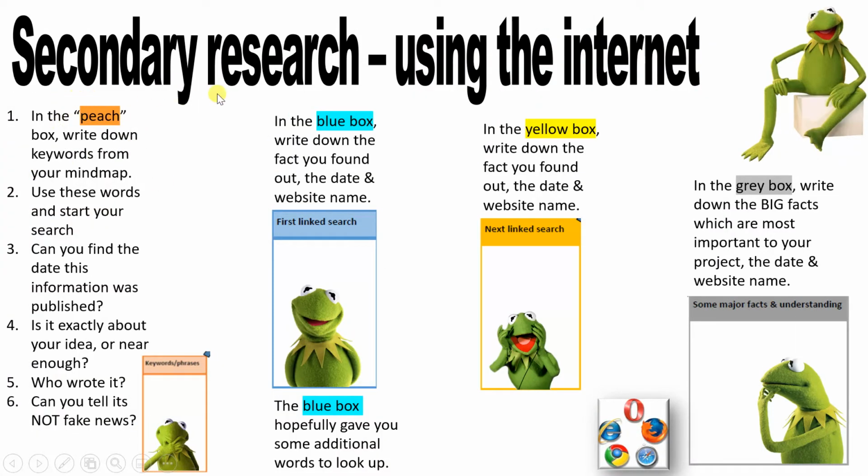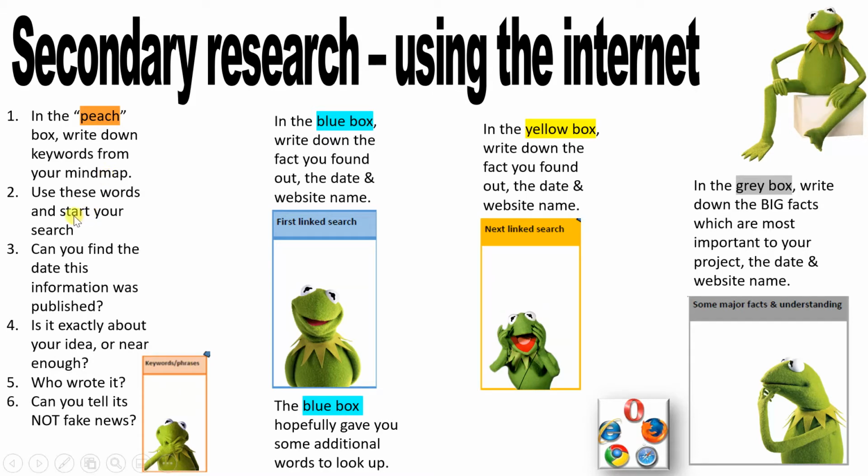On page 12 of your booklet you've got your research sections to complete. Now you've got the coloured boxes, the peach, the blue, the yellow and the grey to use to guide you through how to do your market research. Now it starts off with, in the peach box, thinking about the keywords.